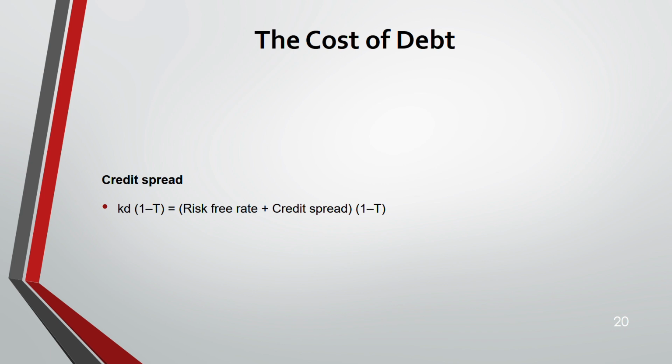See, a risk-free rate you will be given in the question. Credit spread also you will be given. You just have to use this formula to find it. So your risk-free rate plus your credit spread, whatever you will be given in the table, that you have to minus it by tax, or minus tax. That is your post-tax cost of debt.